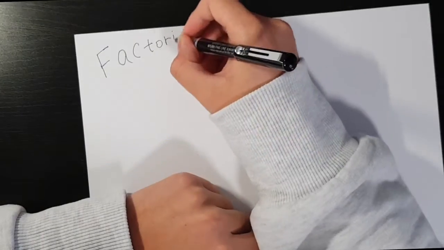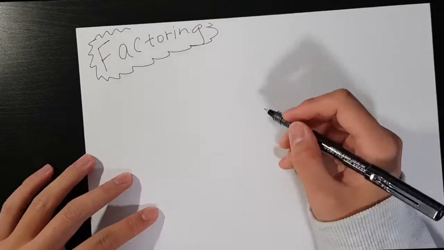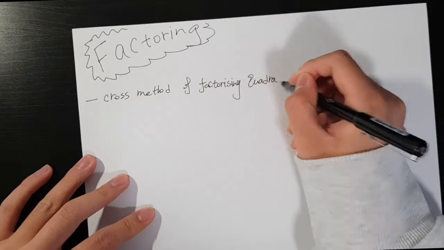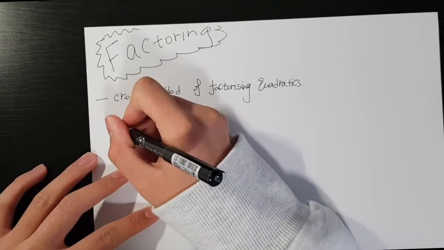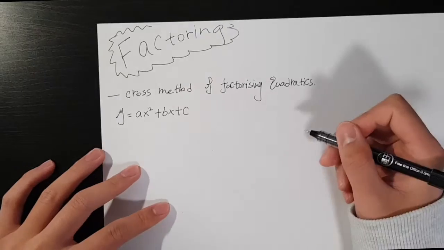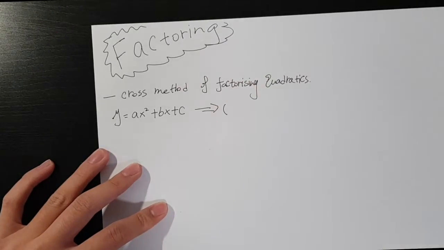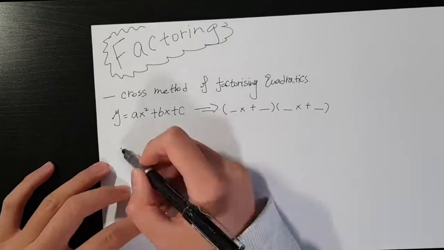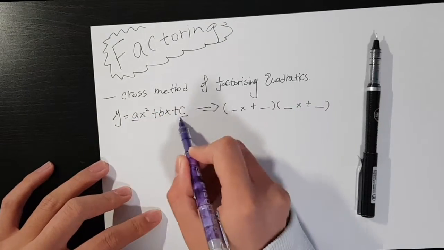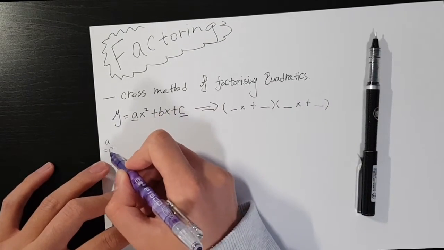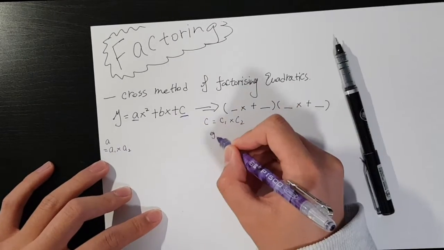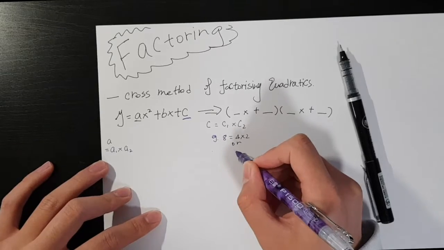Okay, let's move on to factoring. Today in this video, I'm going to introduce a method called the cross method of factorizing quadratics. What it does is make the equation y equals ax squared plus bx plus c equal to (blank x plus blank) times (blank x plus blank). So what we do is find the factorization of a and c. We let a equal a1 times a2 and c equal c1 times c2.